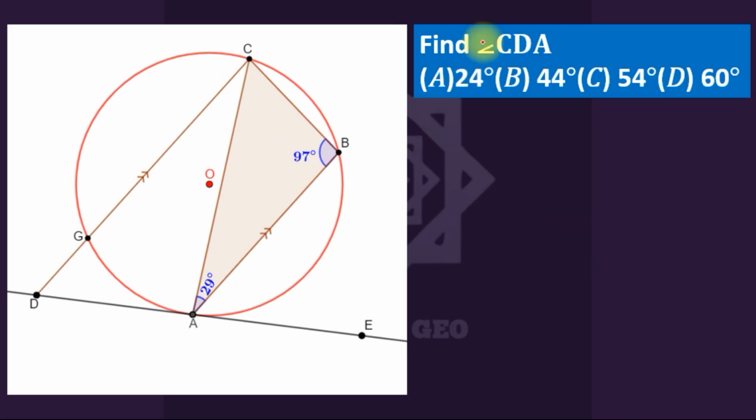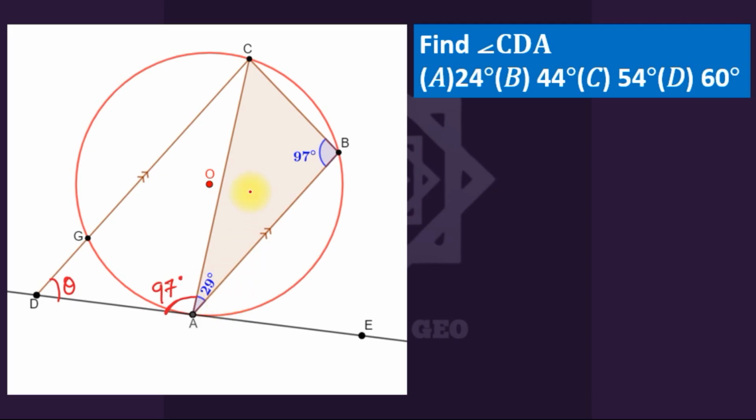So we're asked to find angle CDA. Let's label it theta. If you look at the angles given, we need to relate it to the one we are looking for. I'm seeing a tangent line and an inscribed triangle. Once you see an inscribed triangle and a tangent line, what comes to your mind? Alternate segment theorem. So this is 97 degrees.